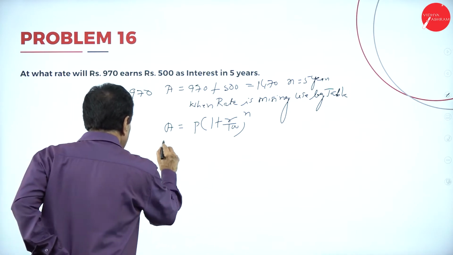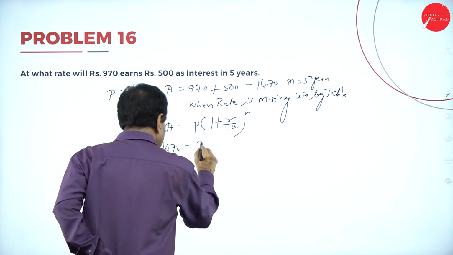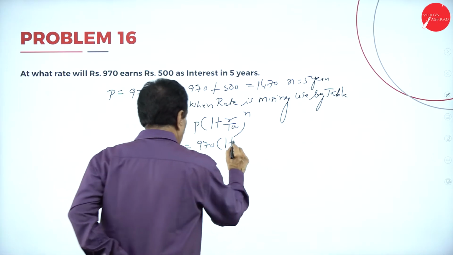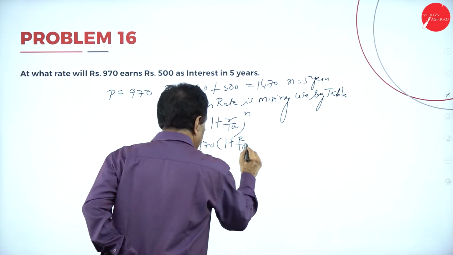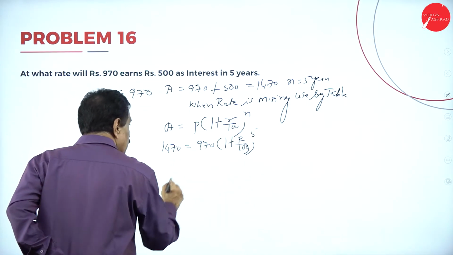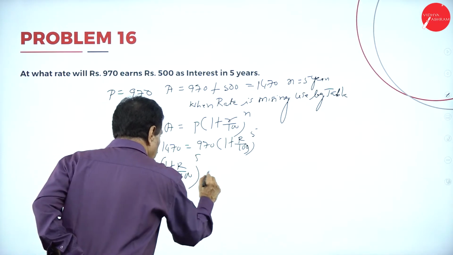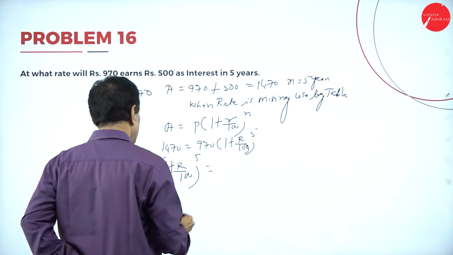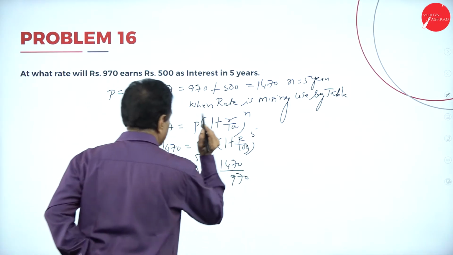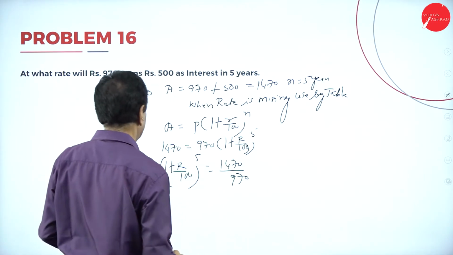So 1470. What's your principal money? 970 into (1 plus R over 100), R we don't know. How many years? 5 years. So (1 plus R over 100) to the power of 5 is equal to 1470 divided by 970. We can write it like this.